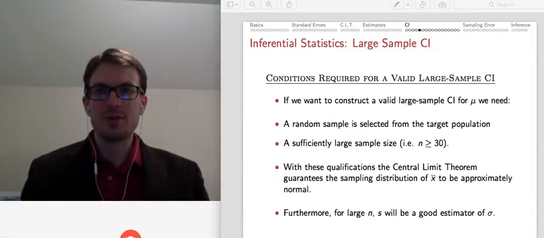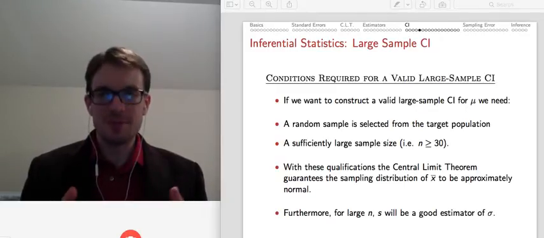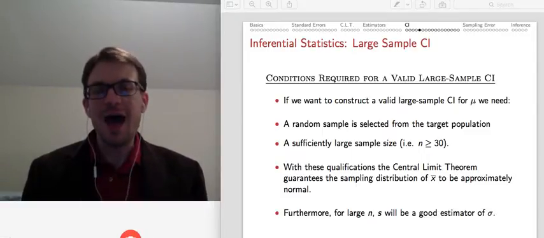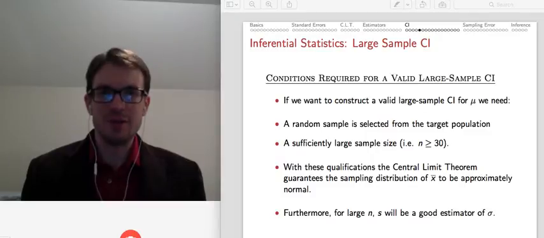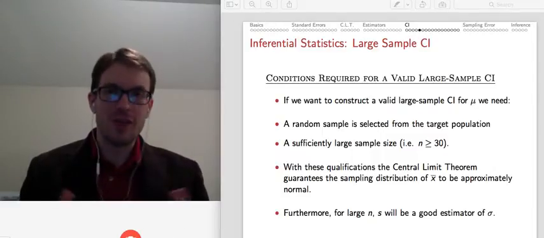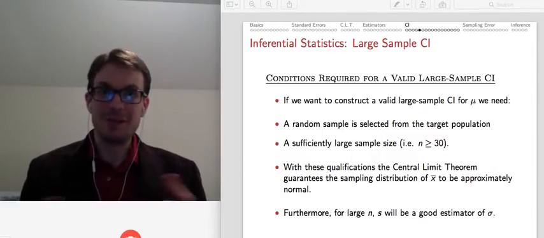So let me talk about large sample confidence intervals. We would use a large sample confidence interval under the following conditions. We would need to have a normality property of the sampling distribution that's guaranteed either by virtue of the central limit theorem or by virtue of having a normal population. So we would need a normal population or a sample size that is sufficiently large, bigger than 30.